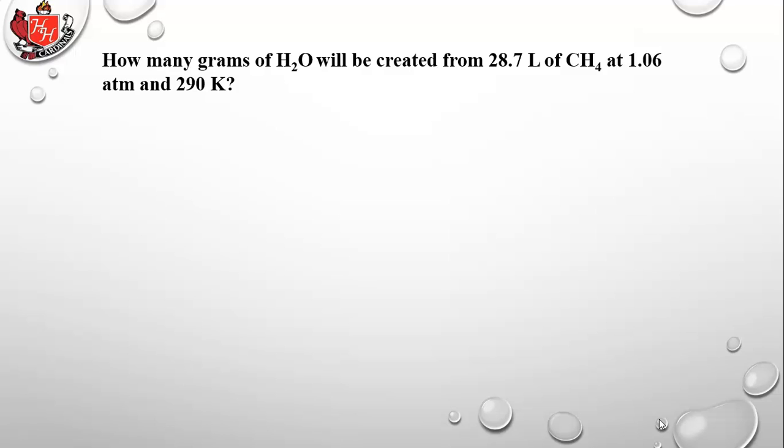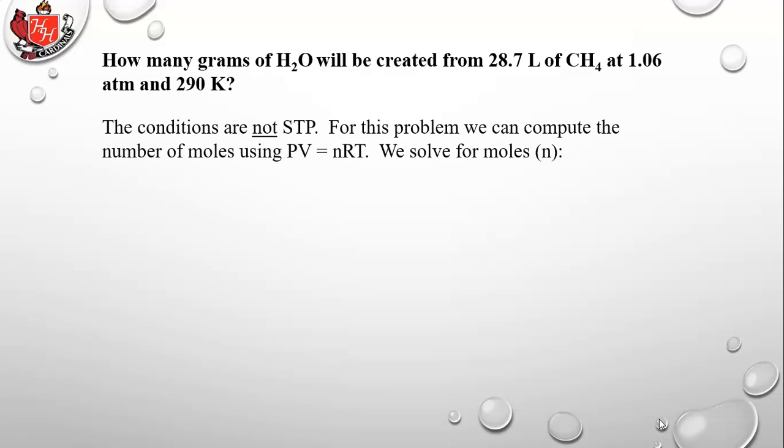So we're going to have to calculate the number of moles using PV equals nRT. The conditions are not STP, so we can compute the number of moles using PV equals nRT. We solve for moles, n. There's the equation, and if you divide both sides by RT, you get n equals PV over RT. Now you can go ahead and plug in the numbers.